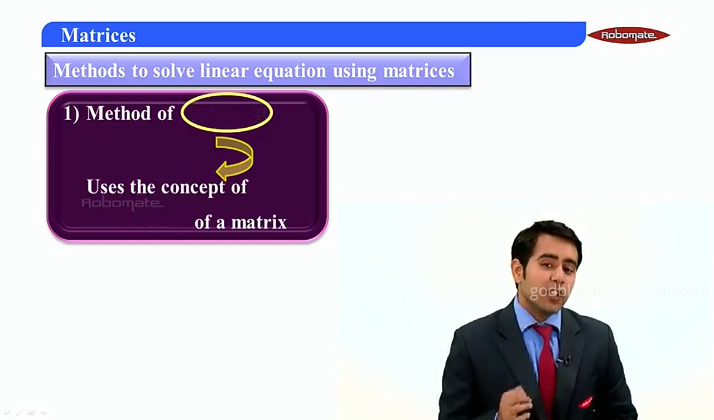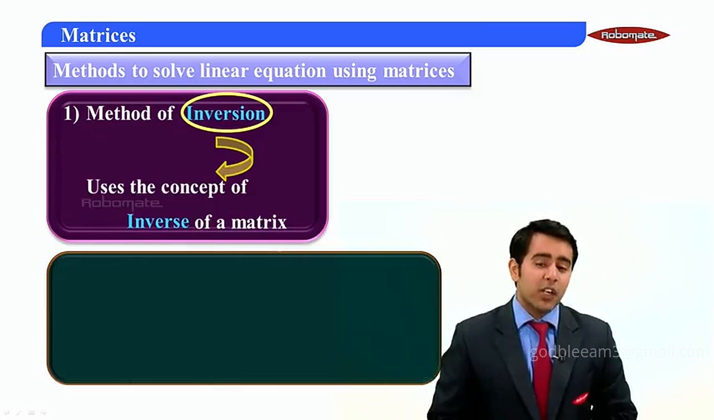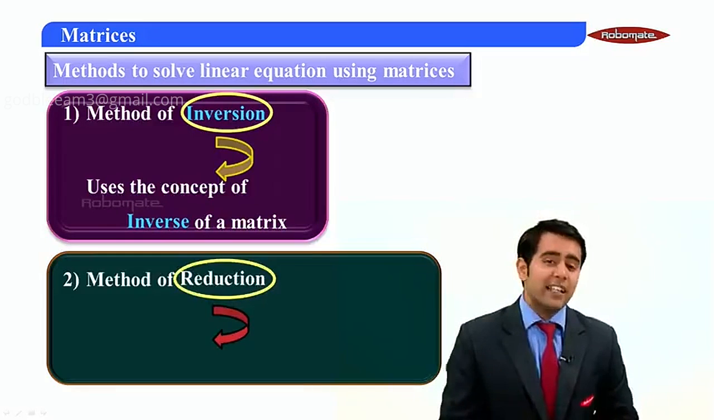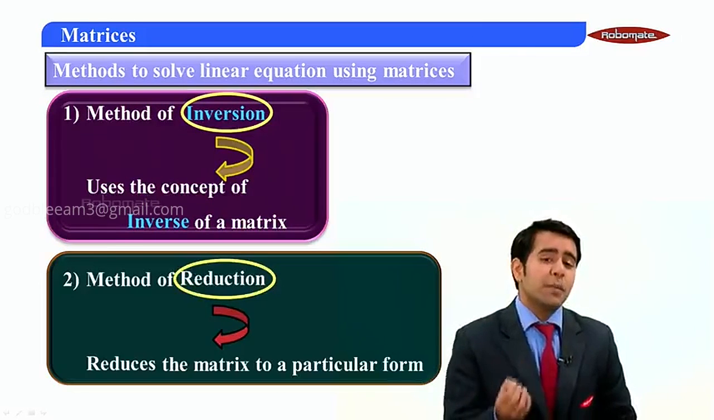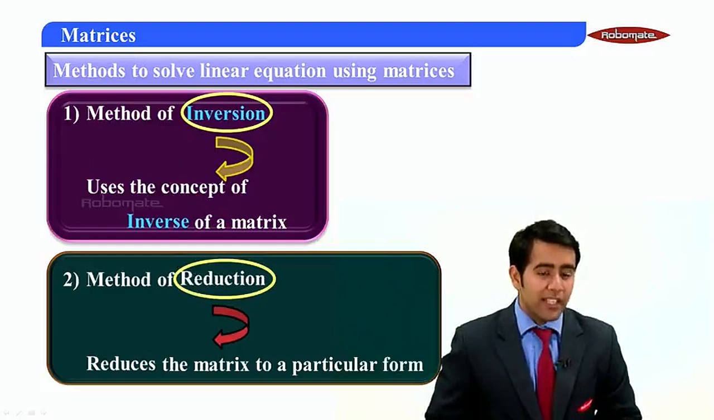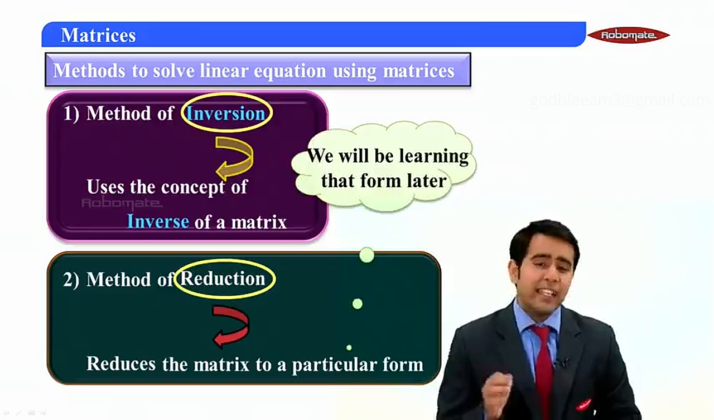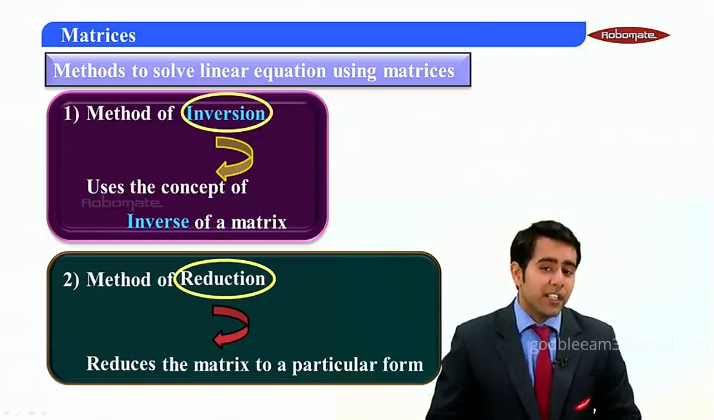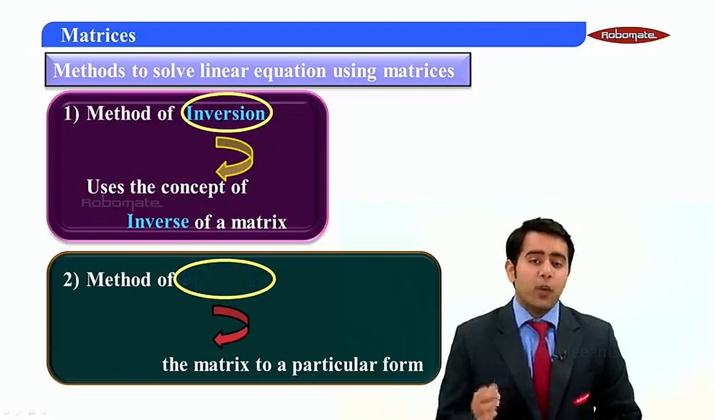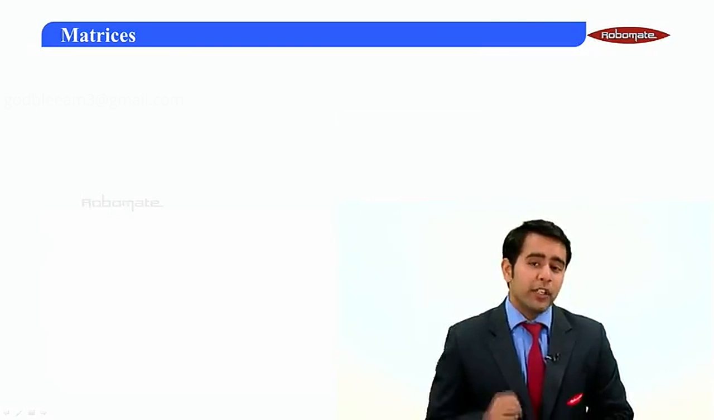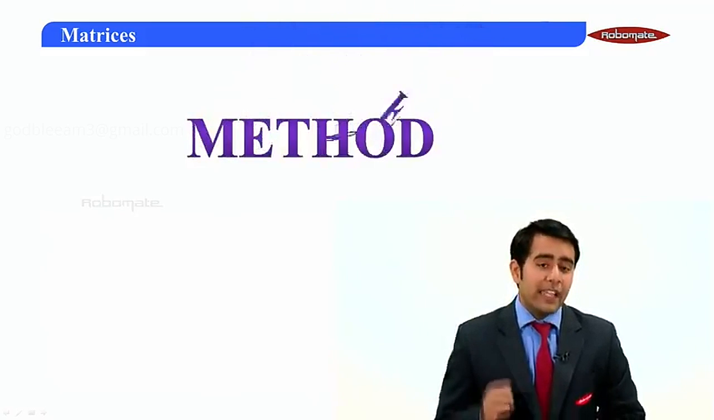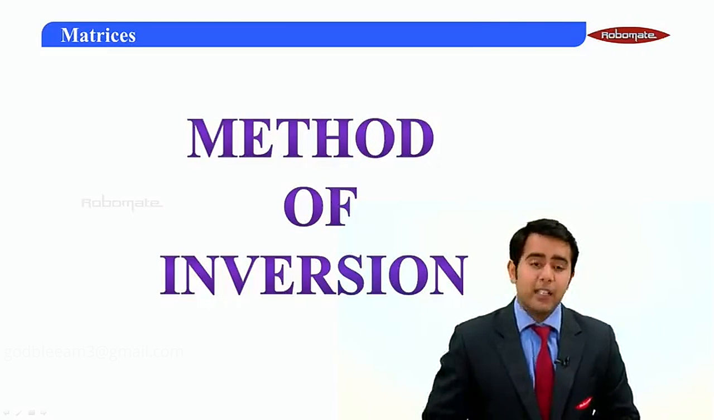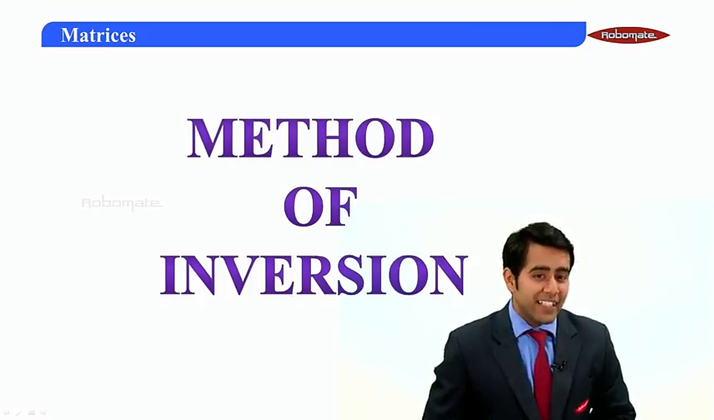Now let us move further to the next method. The next method is called the method of reduction. The word reduction here states that the matrix will be reduced to a particular form using row transformation, and that particular form we will be learning in the later modules. Reduction means reducing the particular matrix. In this module, we will be learning the method of inversion to find the solutions of linear equations.